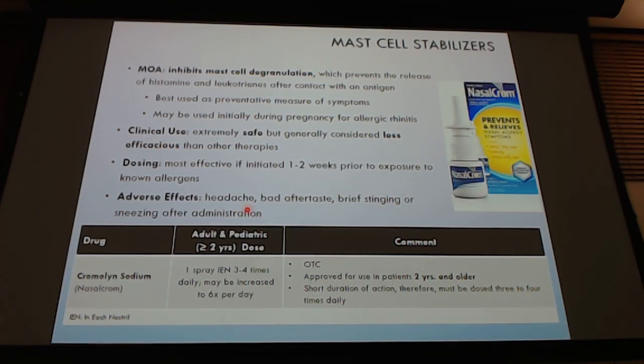Adverse effects aren't horrible, but there's that aftertaste, again because of the spray, the stinging, the sneezing after they administer it. Just make sure they don't blow their nose with any of our intranasals.